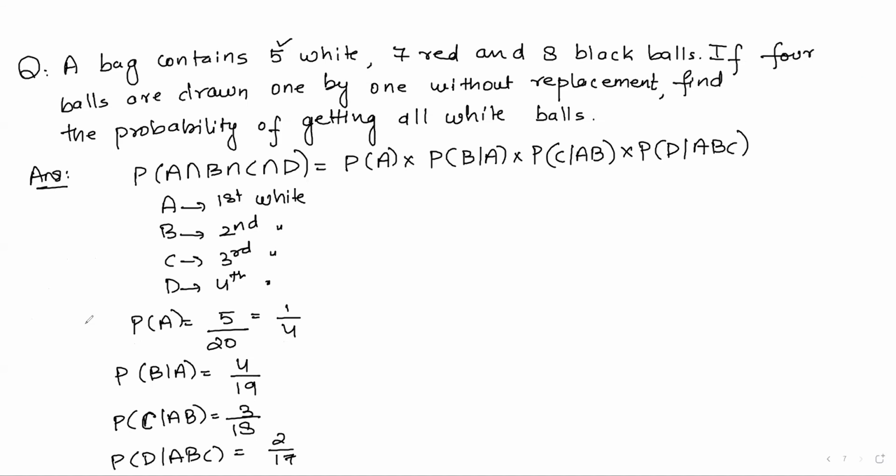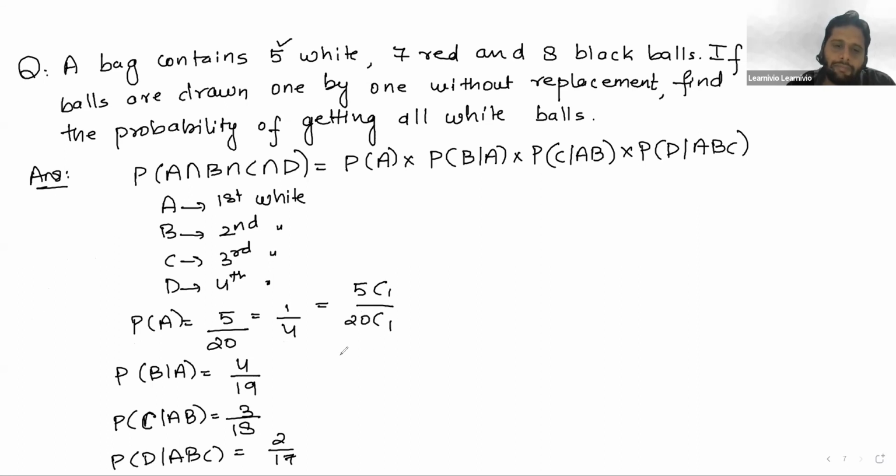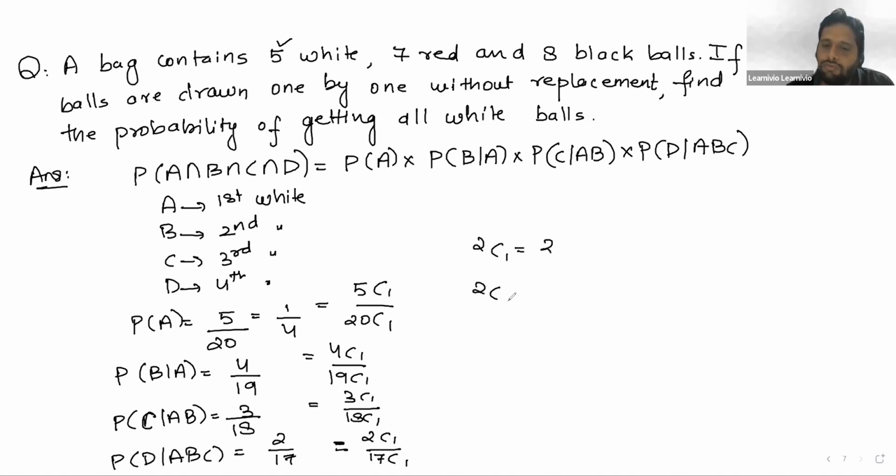Sir, here we want to use the combination one, the C. Okay, sorry, I missed this. So 5C1 by 20C1. Here 4C1 by 19C1. 3C1 by 18C1. 2C1 by 17C1. Actually, 2C1 is always 2, but if you're finding 2C2, this will give you a different answer. So that's why I've written this directly. But yes, it is good to use a combination. I hope this is clear to everyone. Now we can start the next topic.